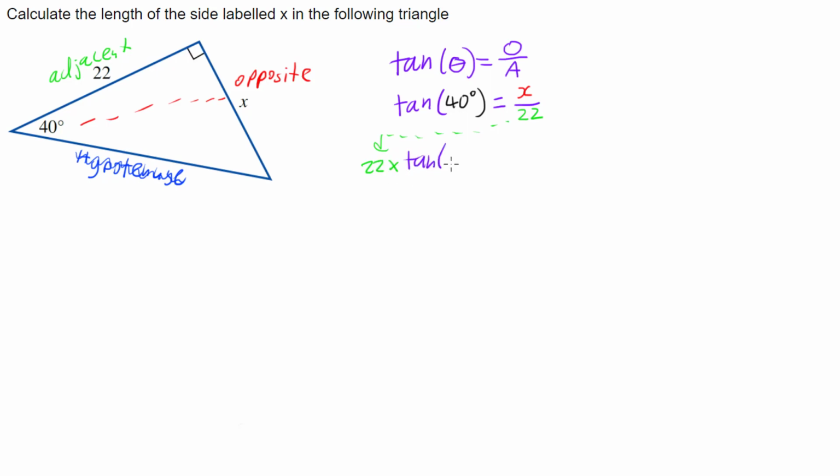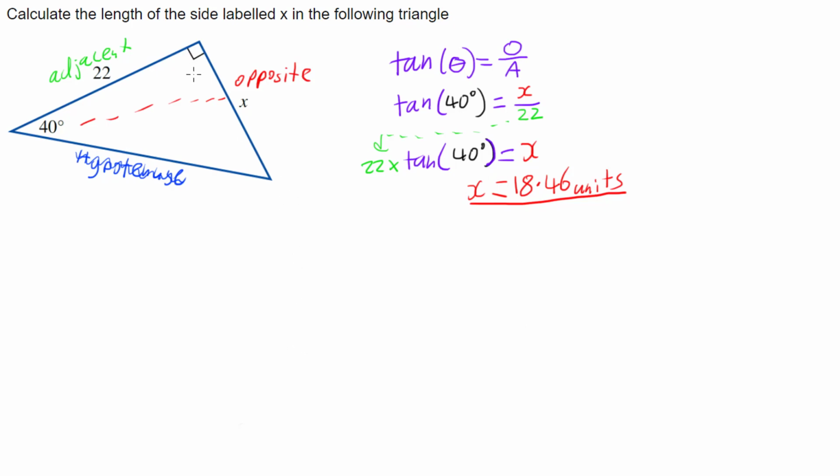So I have 22 times tan of 40 degrees, which is equal to my unknown side x. So now if I take this 22 times tan 40 degrees and put it into my calculator, I can find out my x, and that says that my side x is 18.46 units long, because I don't know what my units are, whether it's millimeters, centimeters, meters, so I'm just going to write units. So there we have it.